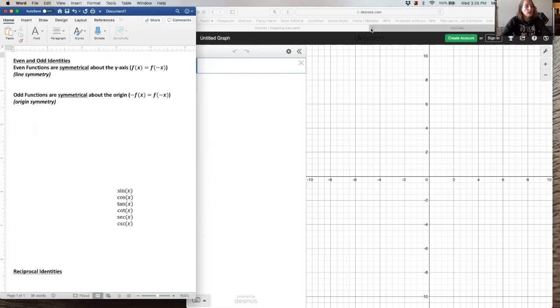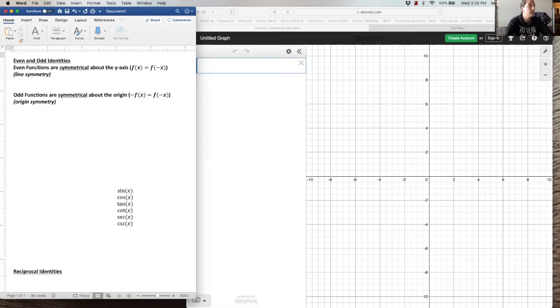Okay, so we're going to start talking about fundamental identities this week. And so identities are things that are always true. So for example, 1 equals 1 is a really boring but true identity, okay? For us, the identities that we start with are going to fall into several categories.